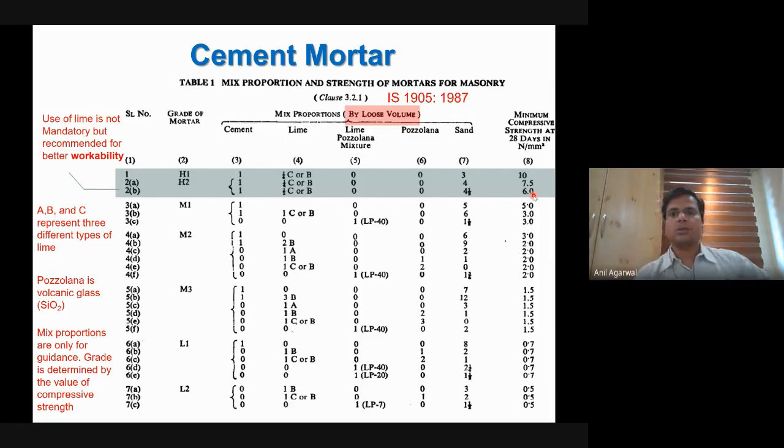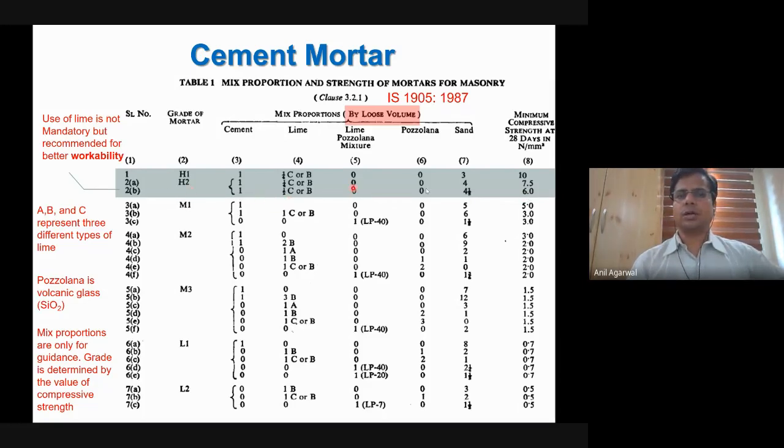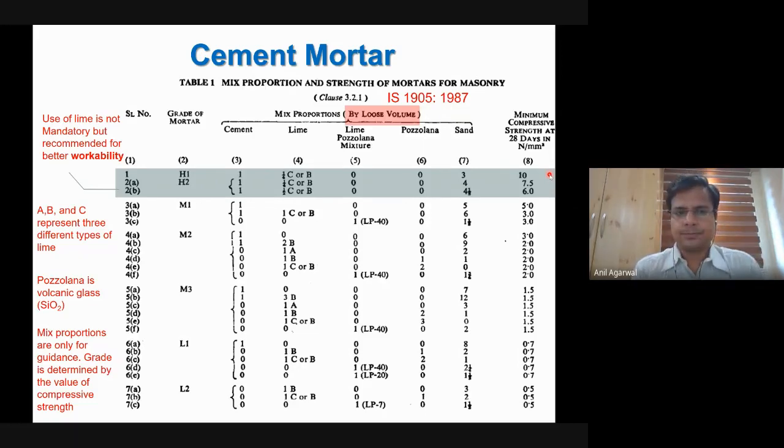So if you test the strength of this mortar, and there is a procedure for testing, it is not very different from any other concrete testing. I'm not going to get into the process of testing compressive strength, but basically what it says is that the compressive strength of that mortar for H1 class should be at least 10 MPa. And for H2, it should be at least 7.5 and 6, depending on which class. Within H2, there are two classes, so it could be somewhere in between. Likewise for each class, each grade.